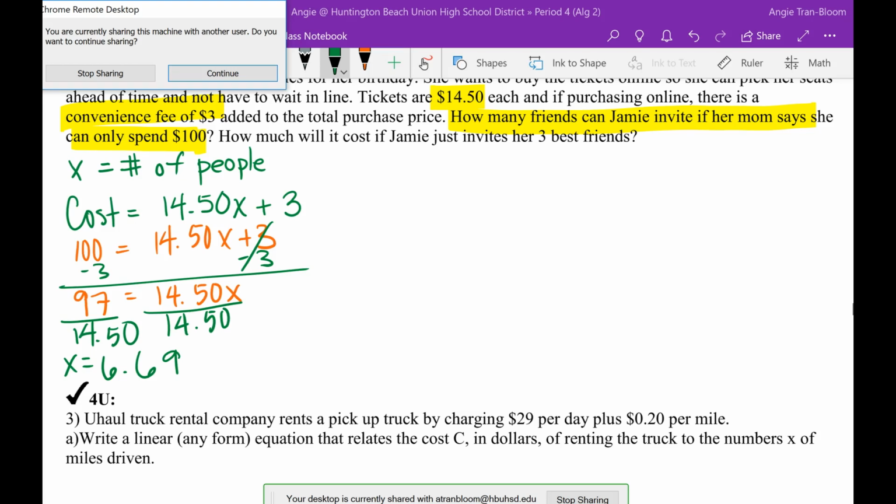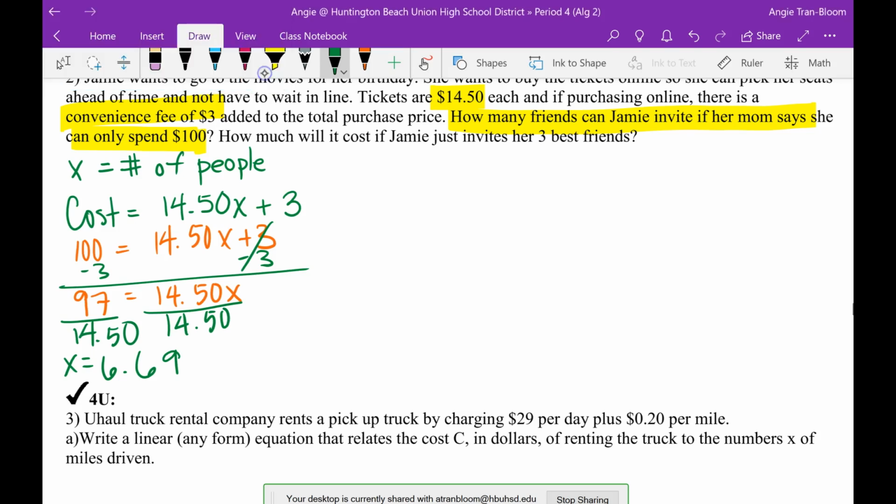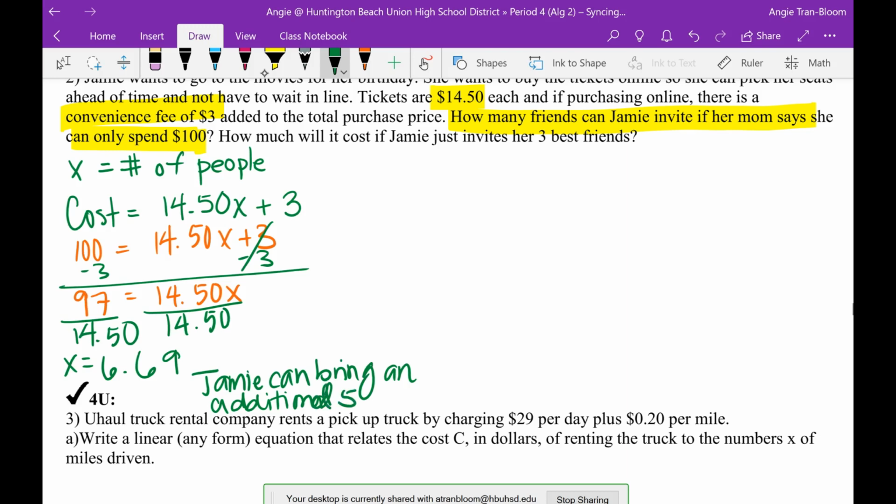It's her birthday. She's not going to be like, oh, friends go, I'm going to stay at home, here's my money. Okay. So she can bring a total of 5 friends. Jamie can bring an additional, how many friends? 5 friends.